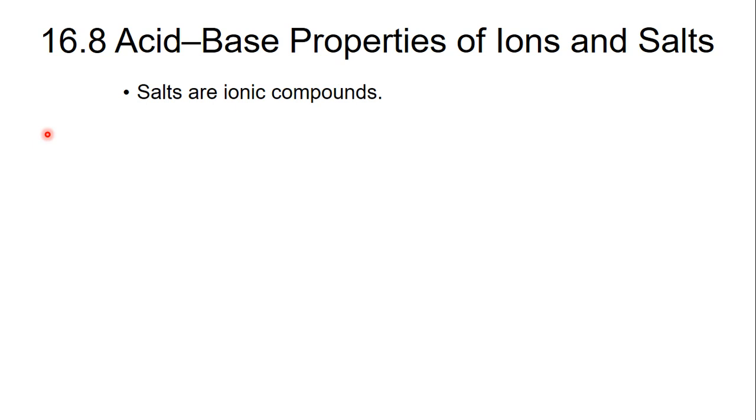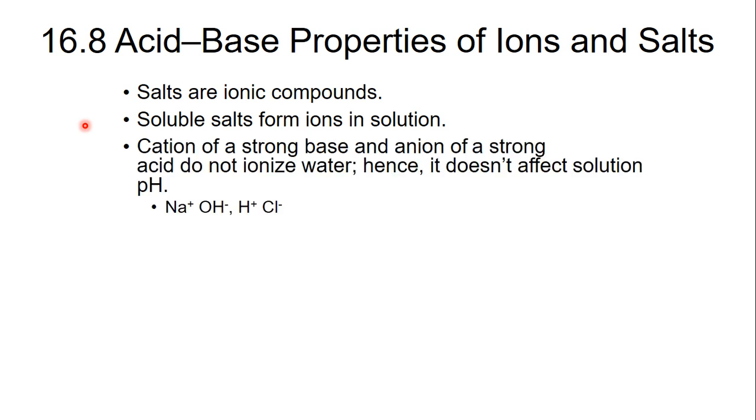In this video, we're going to look at the acid-base properties of ions and salts. And so we're going to start with a little bit of review. Salts are just ionic compounds, and if a salt is soluble in water, it will dissolve to form ions in solution. Now, cations of strong bases and anions of strong acids do not ionize water. That means they don't take hydrogens from water, so they don't affect solution pH.